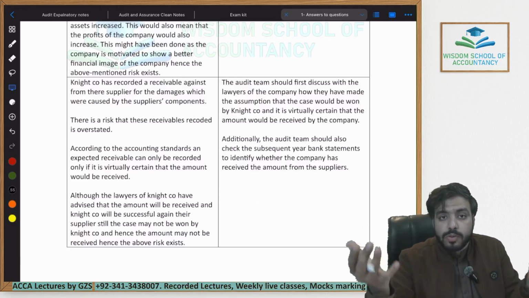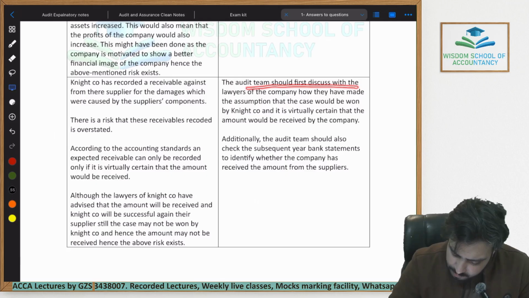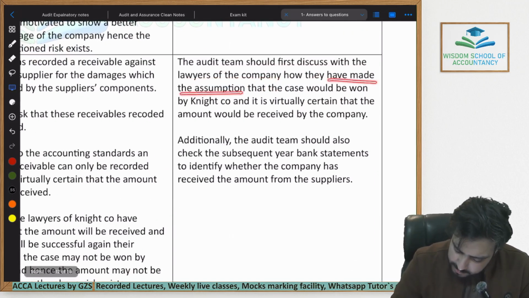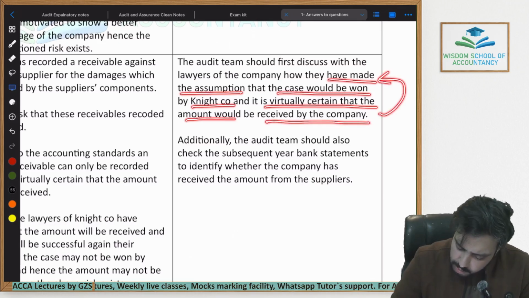How did you come to this conclusion? I need to discuss it with you first. So the audit team should first discuss with the lawyers of the company how they have made the assumption that the case would be won by Knight and Corporation, and it is virtually certain that the amount would be received by the company. How did you make this assumption?